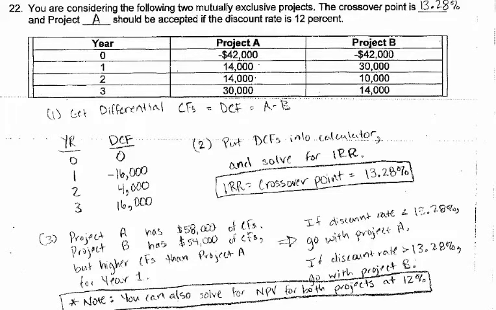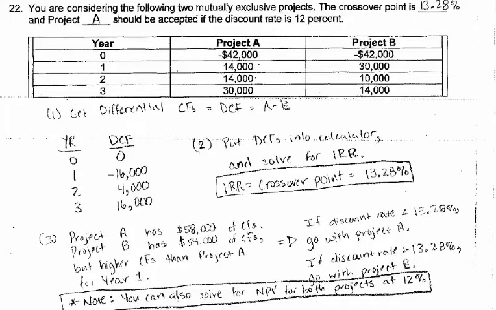So how do you do this? Well, what you're going to want to find are the differential cash flows. If you look down there, I've written out year 0, 1, 2, 3 again, and I've subtracted each cash flow from each year. Basically, I've said project A's cash flow minus project B's cash flow equals what.